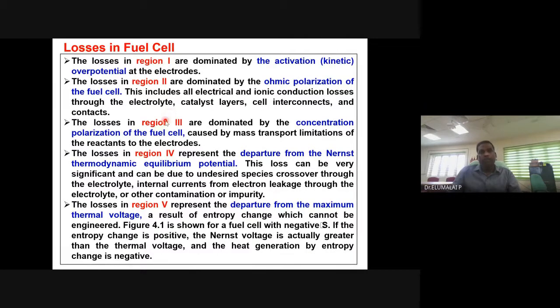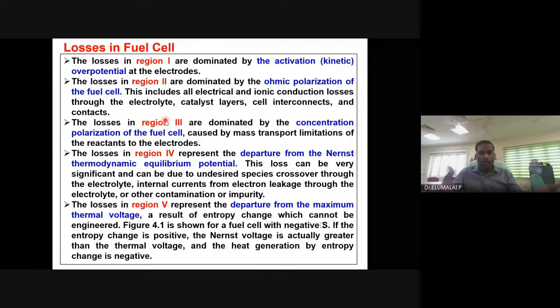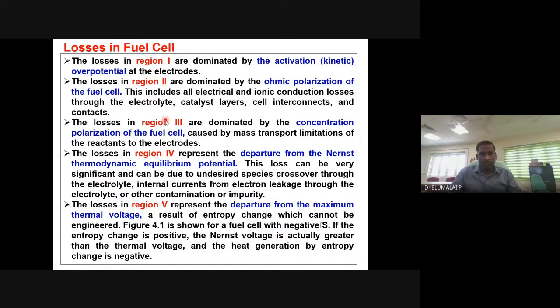Region 3, concentration loss. What is this concentration loss? So you have your fuel cell, hydrogen is fed, hydrogen is contacting on the catalyst surface, getting adsorbed, then undergoing desorption followed by the electrochemical reaction. Then the fuel is lost. When there is no fuel, there will be no generation of potential. Concentration polarization.